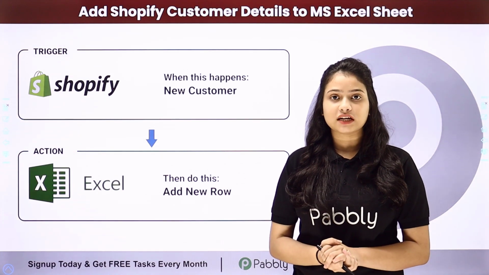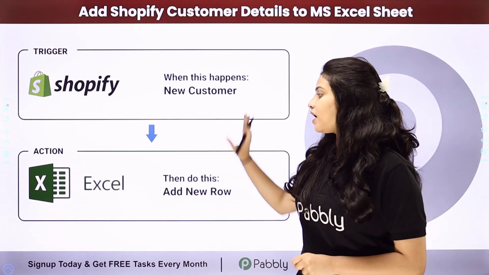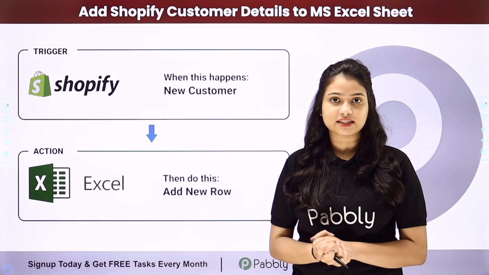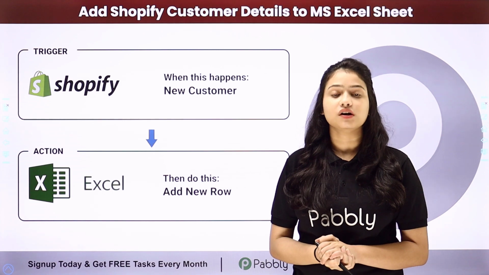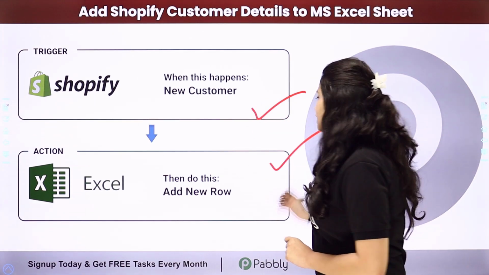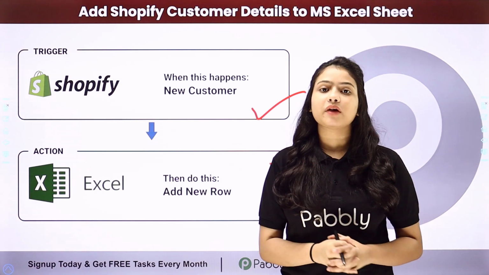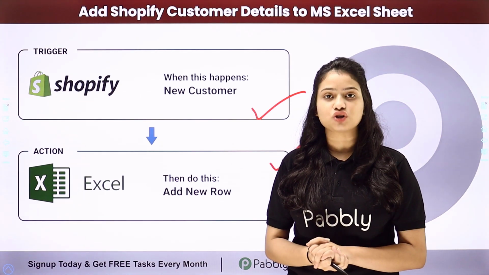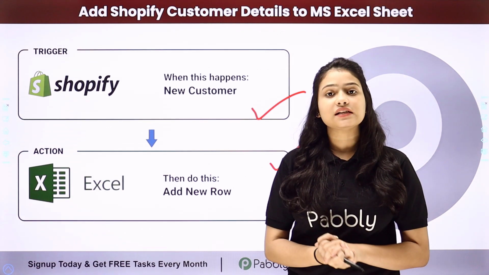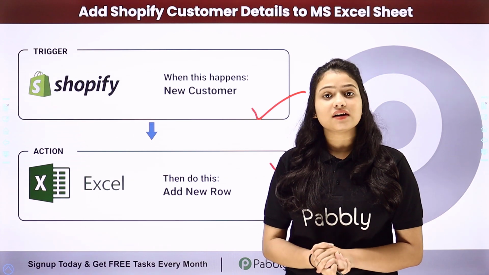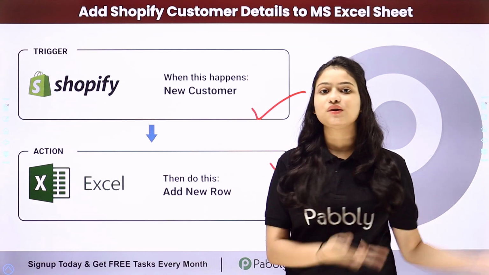For that we will have to set up an integration between Shopify and MS Excel. And to do the same we are going to use Pabbly Connect, which is an amazing automation and integration software. Now what we are going to do, we have Shopify in our trigger and MS Excel in our action. So we will be connecting both of them by using Pabbly Connect in such a way that as soon as a new customer will be added in your Shopify store, automatically the details of the same customer will be added in your Excel sheet in the form of a new row. And to learn this entire process step by step, let me take you all to my screen.